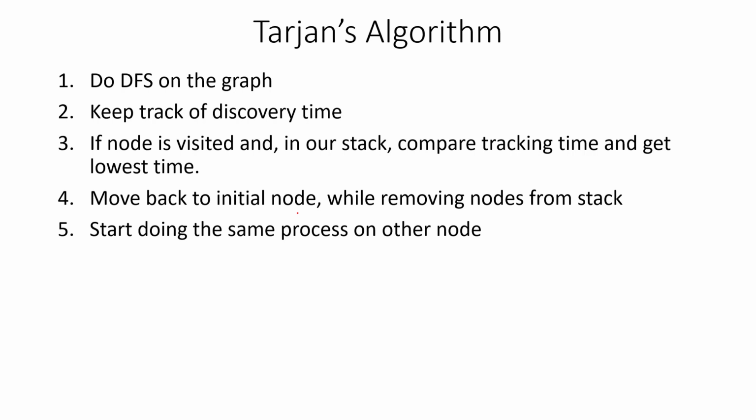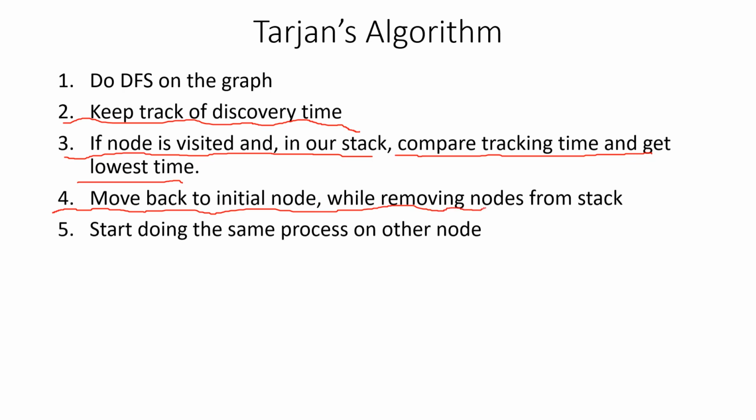So what does the Tarjan algorithm do? We do DFS on a graph, and we keep track of the discovery time. Then if a node is visited and it's in our stack, we compare the tracking time and get the lowest time. Then we move back to the initial node while removing the nodes from the stack and start doing the same process on other nodes.